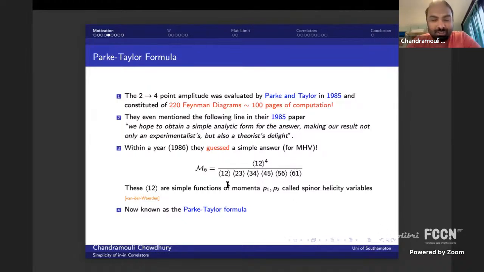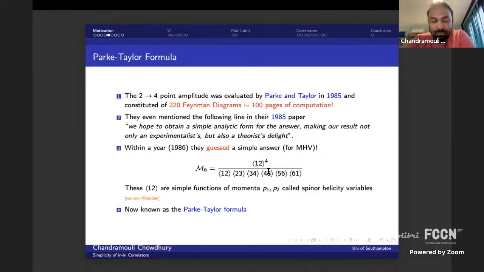But just to tell you what this form is, this is basically a 6-point gluon amplitude for some specific helicity configurations known as the MHV configuration. The details are not going to be important. And these variables roughly correspond to some dot products. So these are basically some dot products of momentum and are known as spinor helicity variables. But it's sort of nice that hundreds of pages of computation just gave you one simple term. And nowadays, it's known as the Parke-Taylor formula.